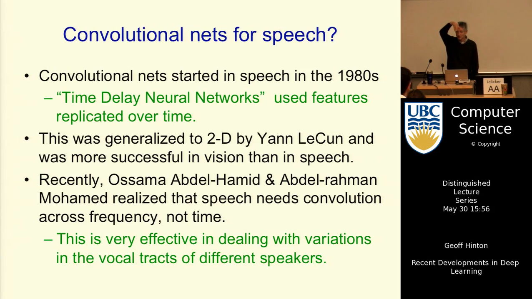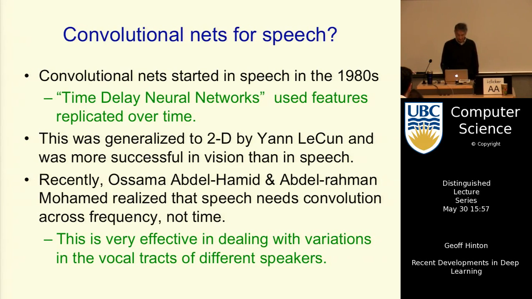I was using filters in time, and in speech, it's much better to use them in frequency, because time is taken care of by the hidden Markov models. They can deal with different onset times and different rates. But in frequency, you get the variation in where the formants are due to the variation in the vocal tract length. And doing convolution locally in frequency gives you a significant improvement in speech recognition. And some students in Canada figured that out.